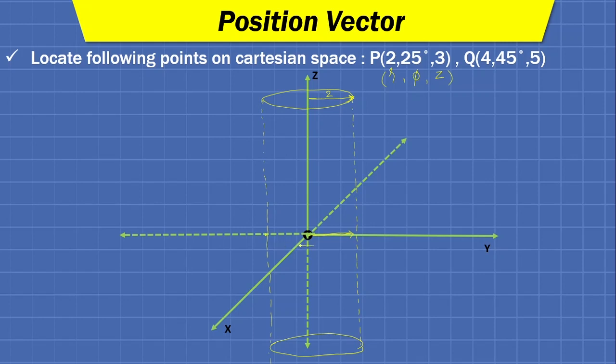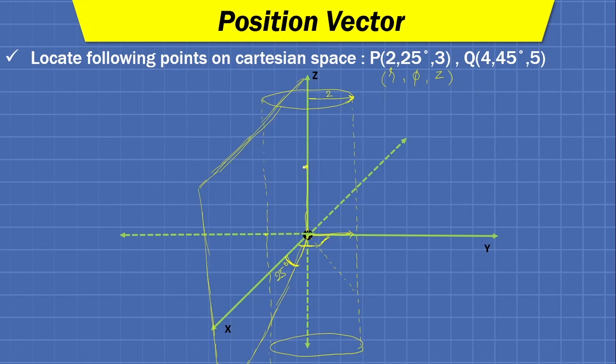Now the value of phi, which is given as 25 degree. Now we know that the angle between x and y axis is 90 degree. Fine. So here it will be 45 degree somewhere over here, and again bisecting that, then we will have 25 degree somewhere over here. So our plane must be laid like this. And as we can imagine that this angle is 25 degree. And now finally the z coordinate is given as 3. So we will simply move 3 units in positive z direction.